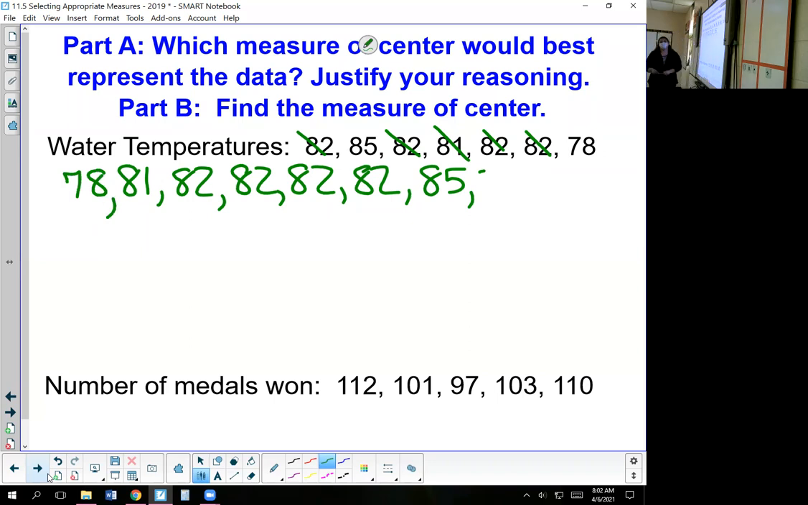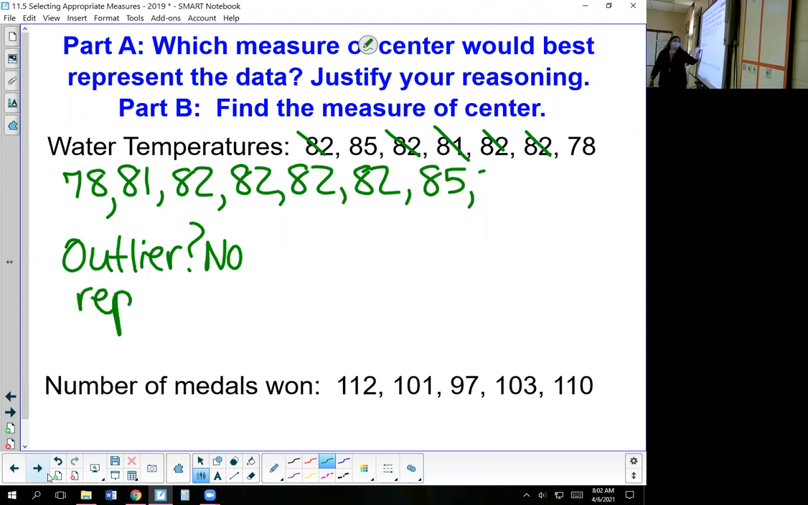Okay, so the first thing you ask yourself: do we have an outlier? Do we have a number that doesn't belong with everything else? Everybody's all kind of close together, right? So do we have an outlier? No. Okay. But do we have any repeating numbers? Do you have anything that repeats? What are we going to choose then? What's the best measure of center if numbers repeat? What did you guys write down?